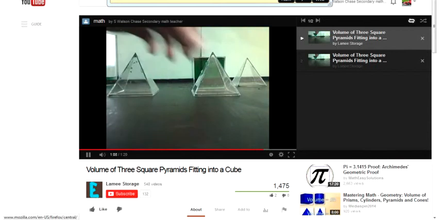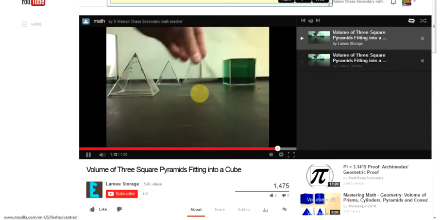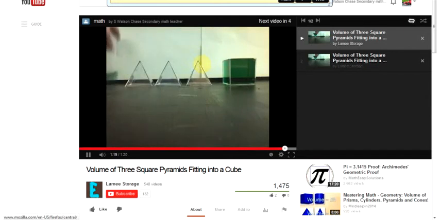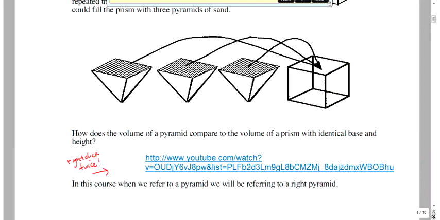Three of those fit in one of these. With the same height and the same size base, three pyramids fit inside of a rectangular prism. And that's why we have this picture here. Three of these fit in there. How can I say it the other way around? How many of these fit in that? Okay, does that make sense?